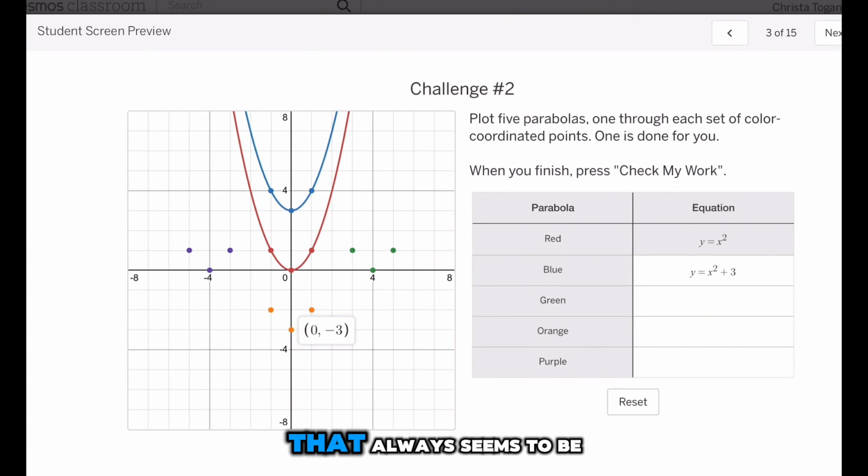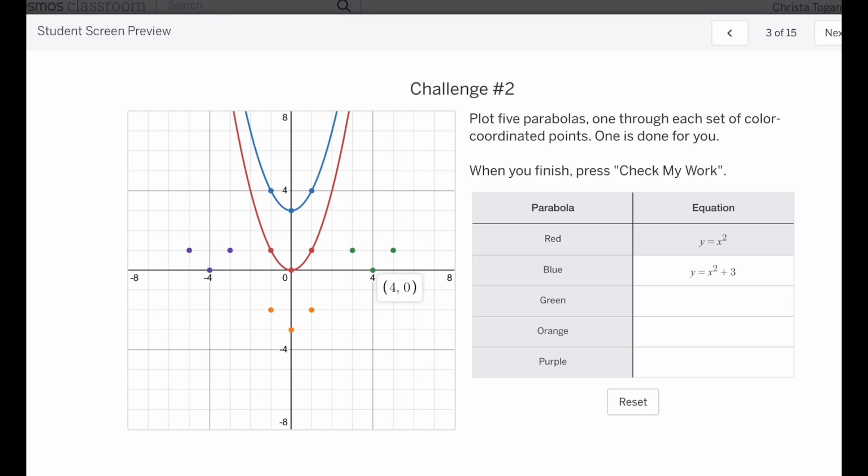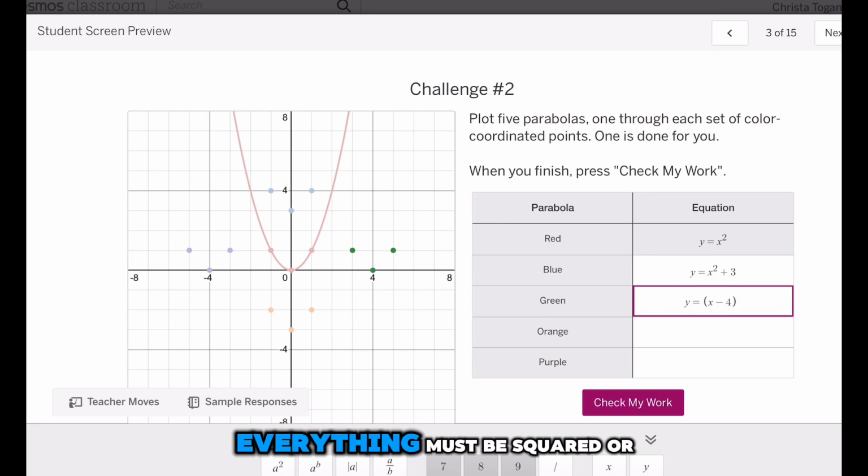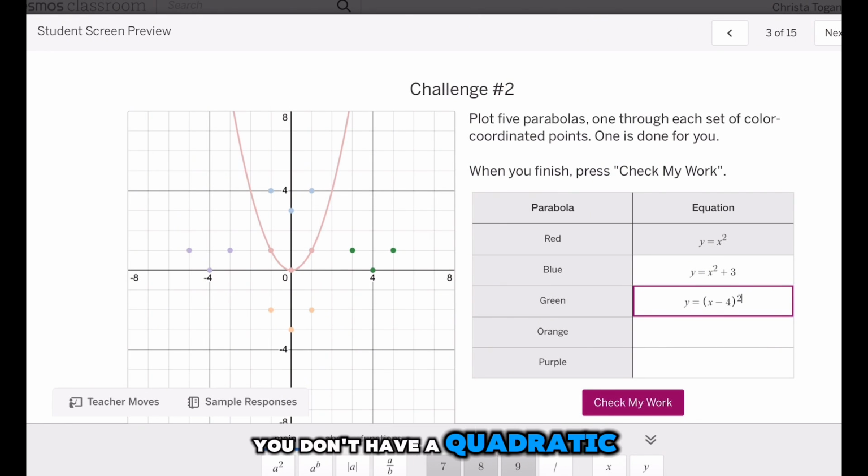So I'm going to do the one that always seems to be the most confusing one, which is moving to the right. So you see that the vertex is 4, comma 0. So for the green one, I would use the vertex form. So y equals, in parentheses, x minus 4, then I would square it. Everything must be squared or you don't have a quadratic function. You don't have a parabola, okay?